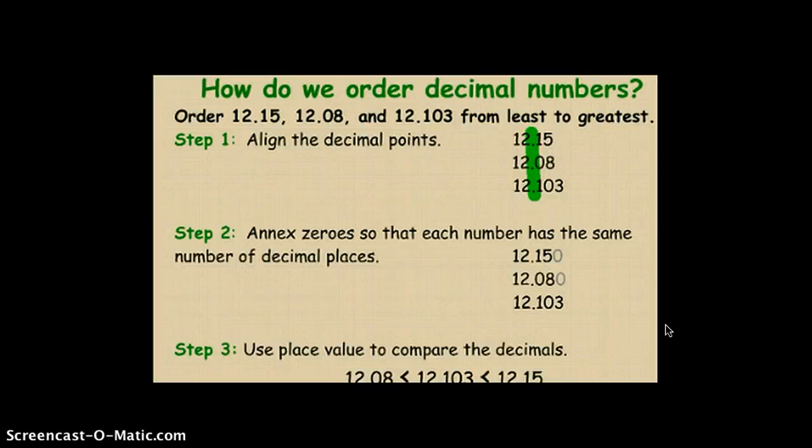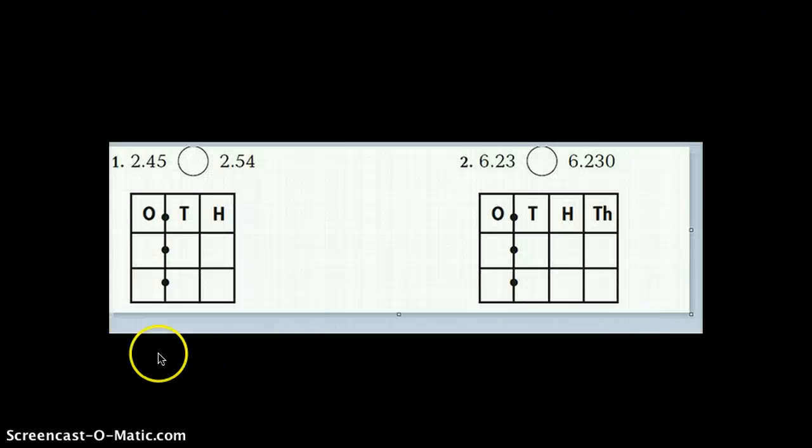Now you're thinking, 12 and 103 thousandths should be the largest. It has the most numbers. Another way to look at this is, if you ignore the 12 and the decimal point and you add on those zeros, it looks like 150, looks like 80, and it's 103. So the greatest one is 150, then it goes 103, and the least one is 80. So that's another way. Okay, so let's practice.